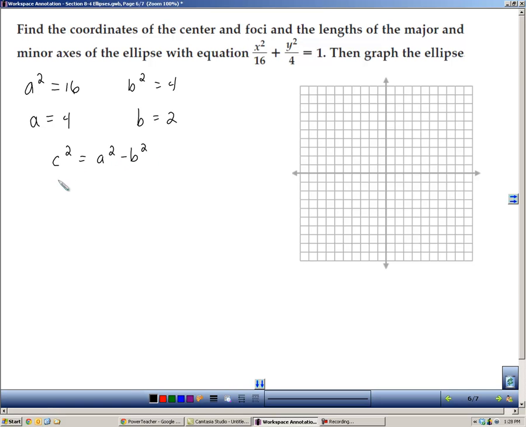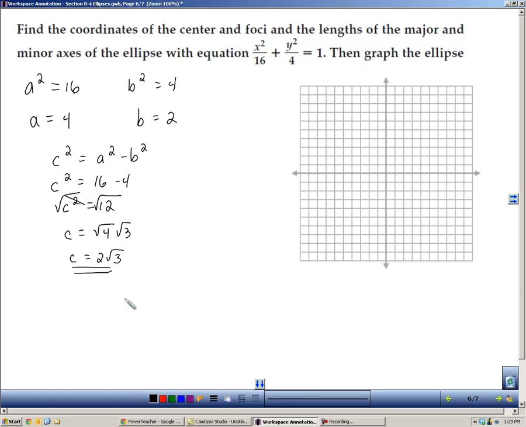Because of our relationship c squared equals a squared minus b squared, I can find the value of c. So c squared equals 16 minus 4. So c squared equals 12. If I take the square root of both sides, I get the square root of 12. Then if I simplify that, I'll take out the square root of 4. And so c is going to equal 2 root 3.